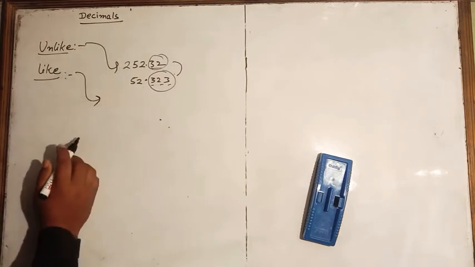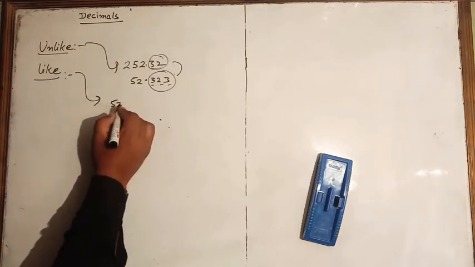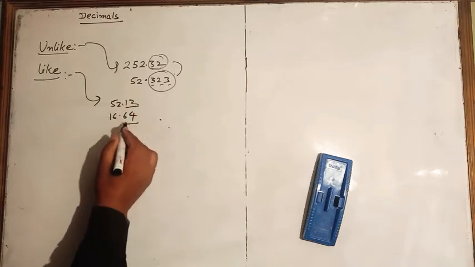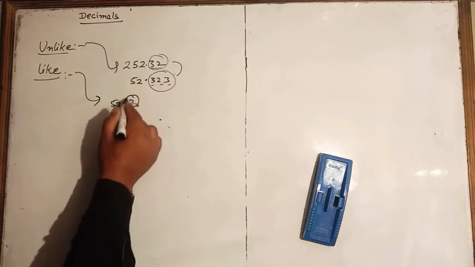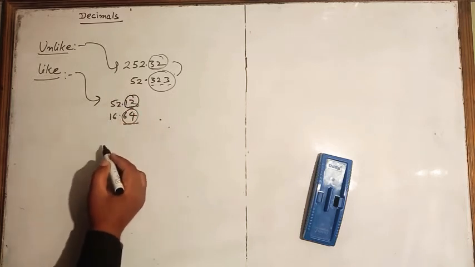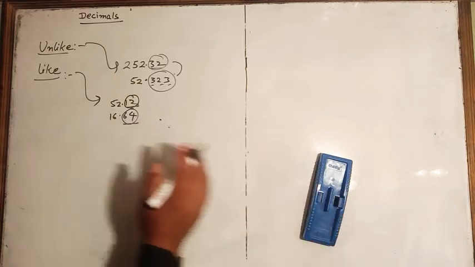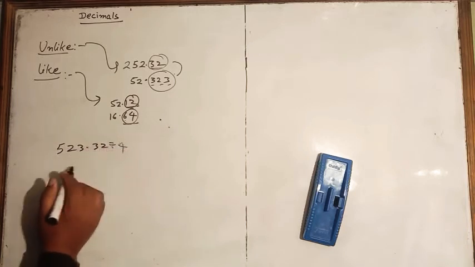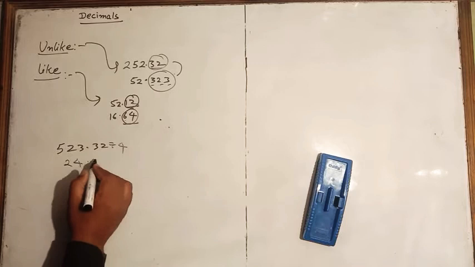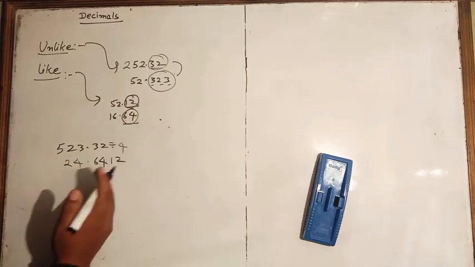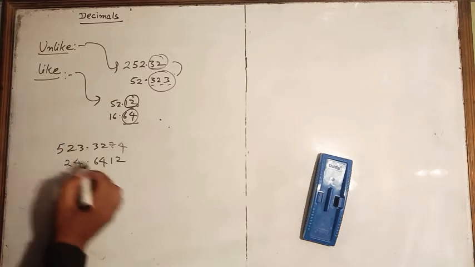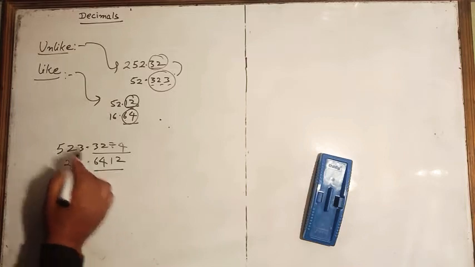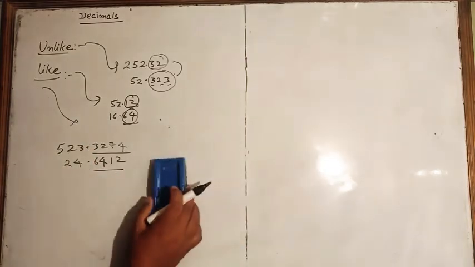Or in the case of like decimals, what will it be? See, 52.12 and 16.64. These are like decimals, because after the decimal place there are the same number of digits. Means two digits are here also and two digits are here also. If a number is 523.3274 and another one is 24.6412, will these be like or unlike? Definitely like, because after the decimal there are 4 digits and here again 4 digits, so they will be like decimals.